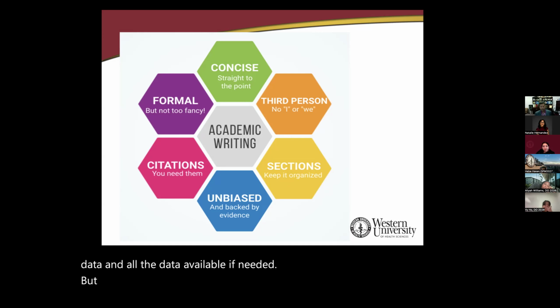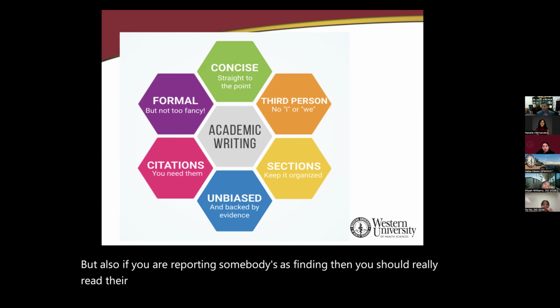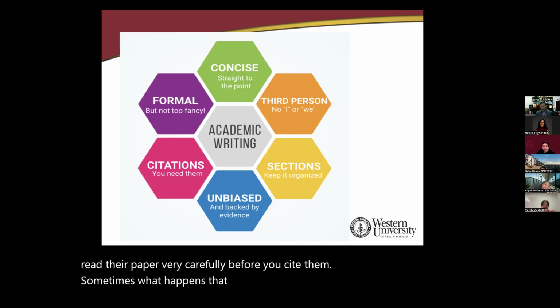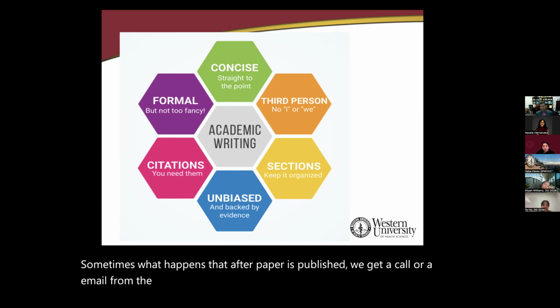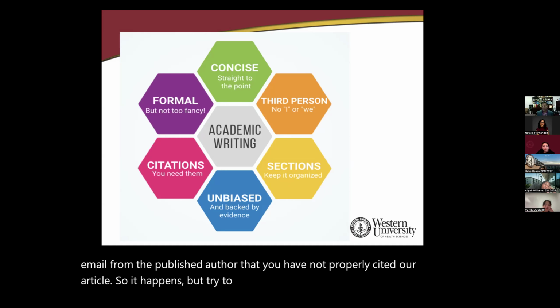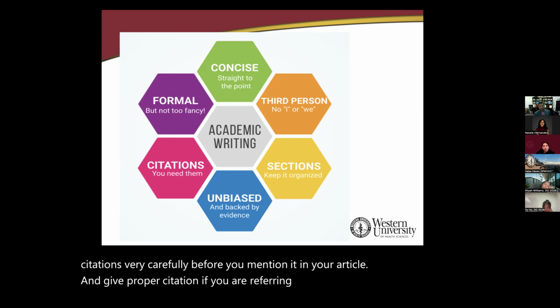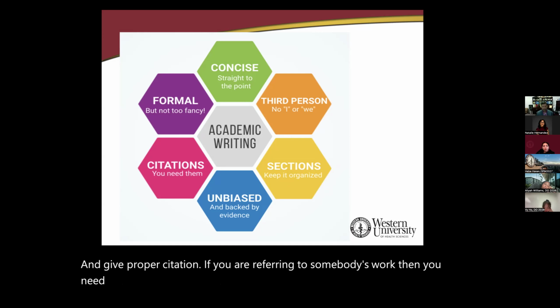But also, if you are reporting somebody else's finding, then you should really read their paper very carefully before you cite them. Sometimes what happens is that after a paper is published, we get a call or an email from the published author that you have not properly cited our article. So it happens, but try to be backed by the evidence and read the citations very carefully before you mention it in your article. And give proper citation. If you are referring to somebody's work, then you need a proper citation.